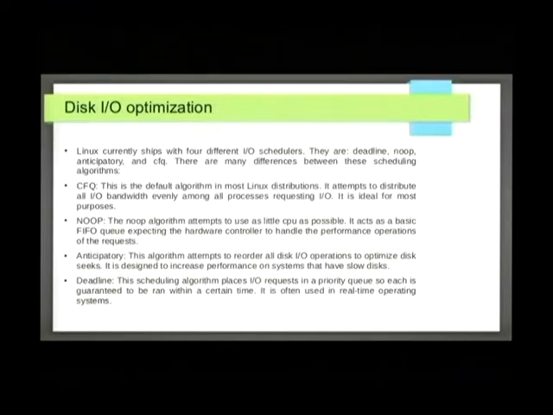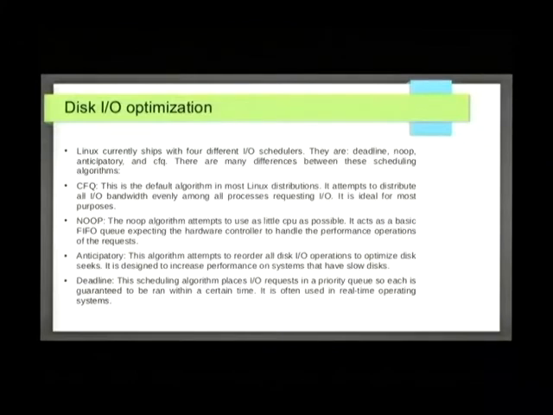Anticipatory. This algorithm attempts to reorder all disk I/O operations to optimize disk seek. It's designed to increase performance on systems that have slow disk. Okay, if you really have a slow disk in your computer, in your notebook with 4,200 RPMs, try this. It will be much faster than CFQ. If you have disk with 7,200 RPMs, then just use CFQ or deadline.